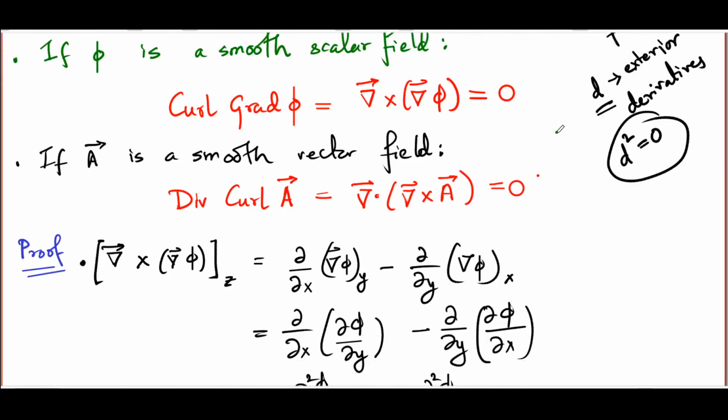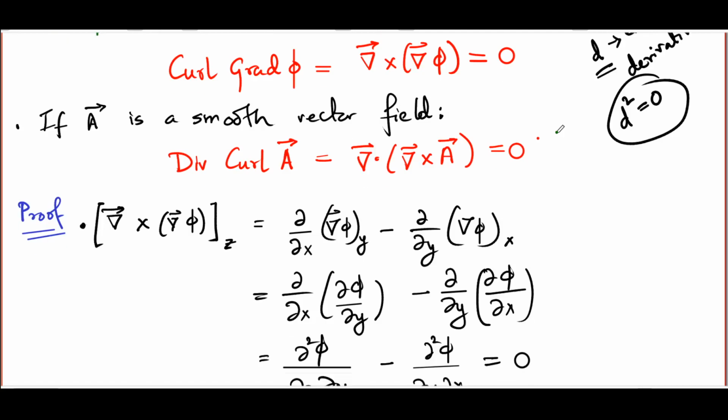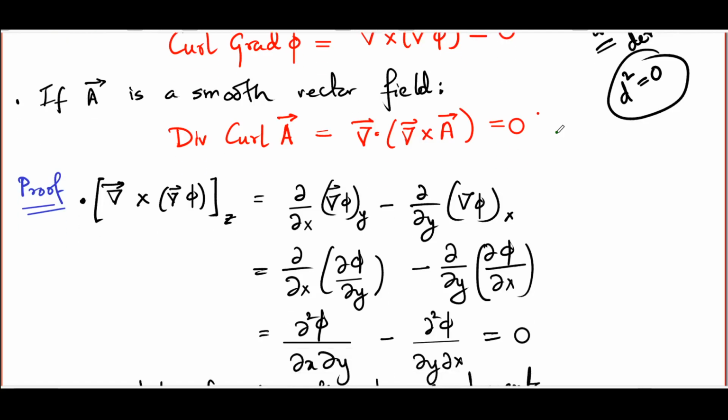Firstly, let's take a look at curl of grad phi. And this, of course, is a vector field which has three components. I'm going to just take a look at the z component. Curl of grad phi z component, according to the formula that we have just figured out, is going to be del del x of grad phi's y component minus del del y of grad phi's x component. Here, grad phi is the vector field A that we have used in our previous versions.